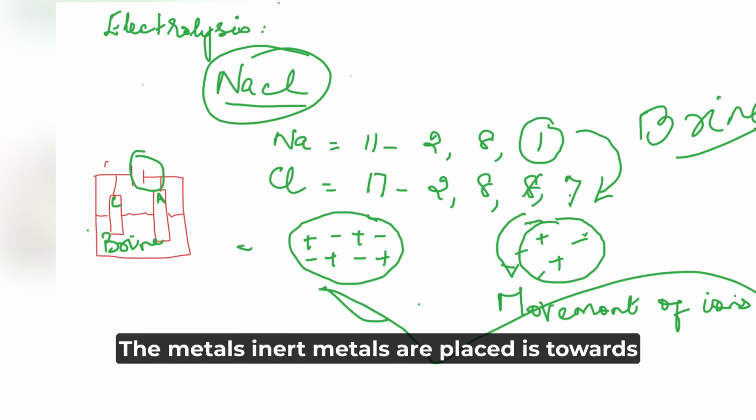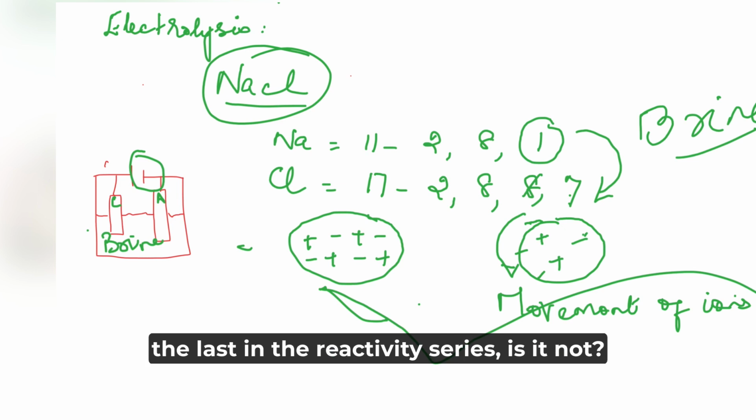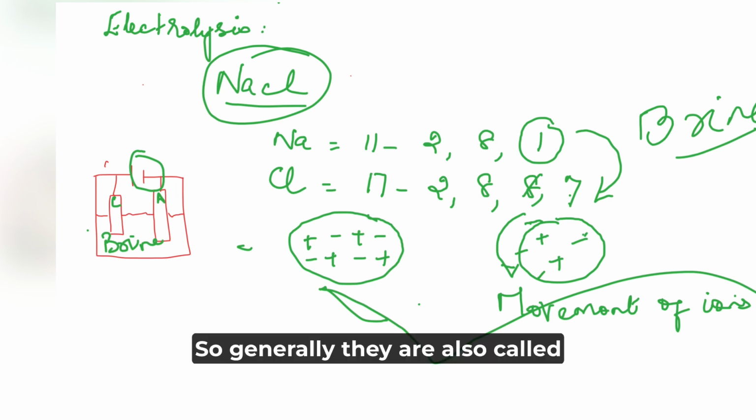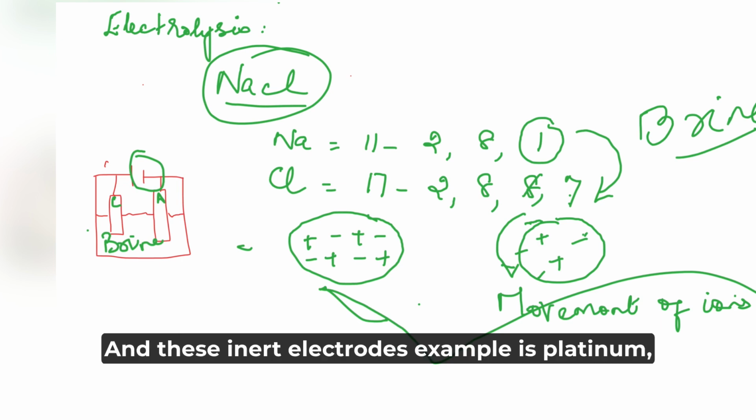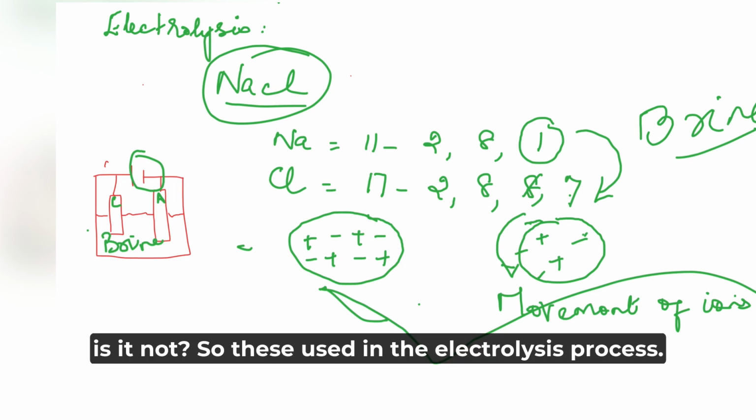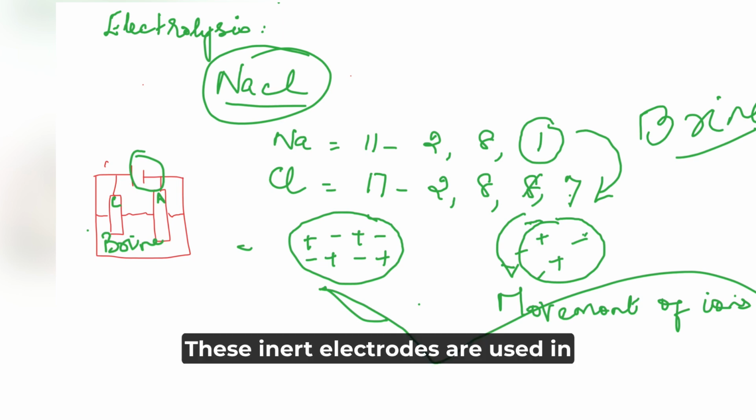Inert metals are placed towards the last in the reactivity series. So generally they are also called noble metals or noble gases. Why noble? Because they don't react. That is why they are called noble. So here inert means they are unreactive, and these inert electrodes, example is platinum, are used in the process of electrolysis.